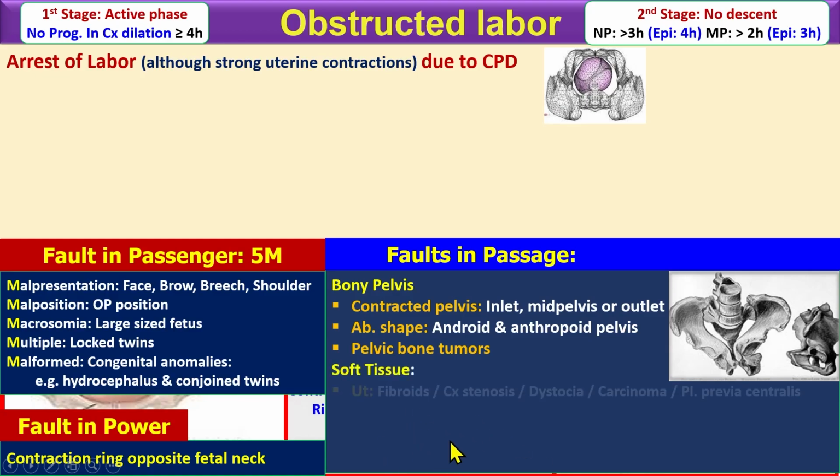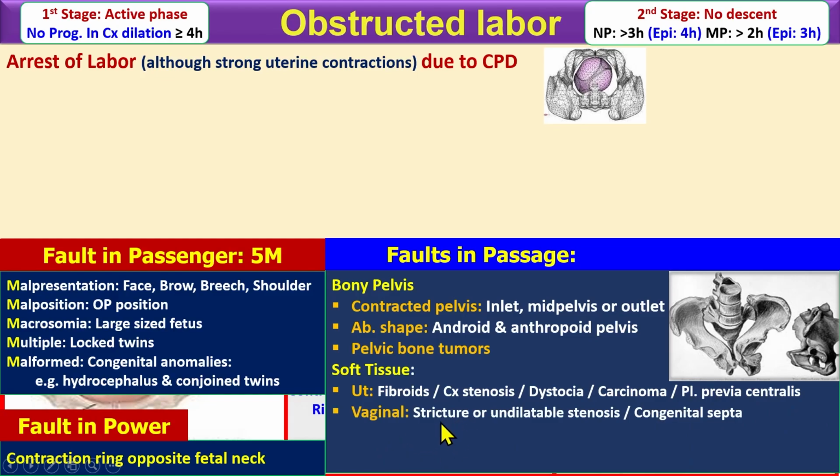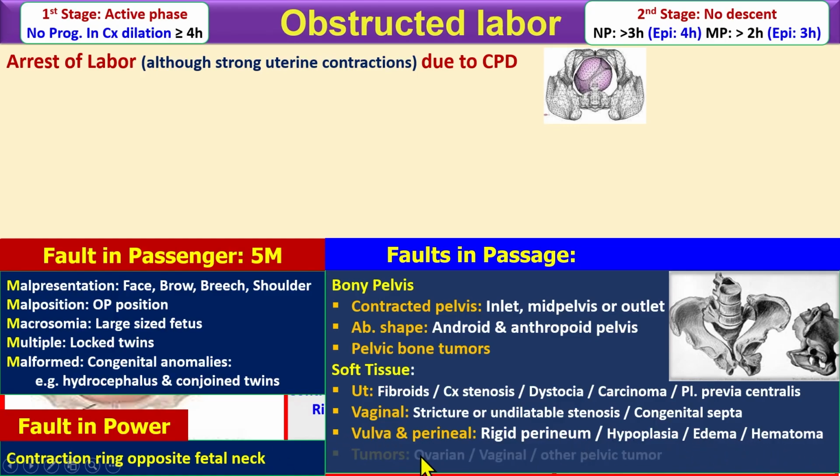If you look at the soft tissue problems, in the uterus there is a fibroid; in the cervix, stenosis, dystocia, or carcinoma; or placenta previa centralis. In the vagina, if there is a stricture or undilatable stenosis, or congenital septa. In the vulva and perineum, if there is a rigid perineum, or hypoplasia of the vulva or perineum, edema or hematoma, and tumors like ovarian tumor, vaginal tumor, or other pelvic tumor. So these are the different soft tissue components, which are the faults in the passage. So this leads to the obstruction of labor.